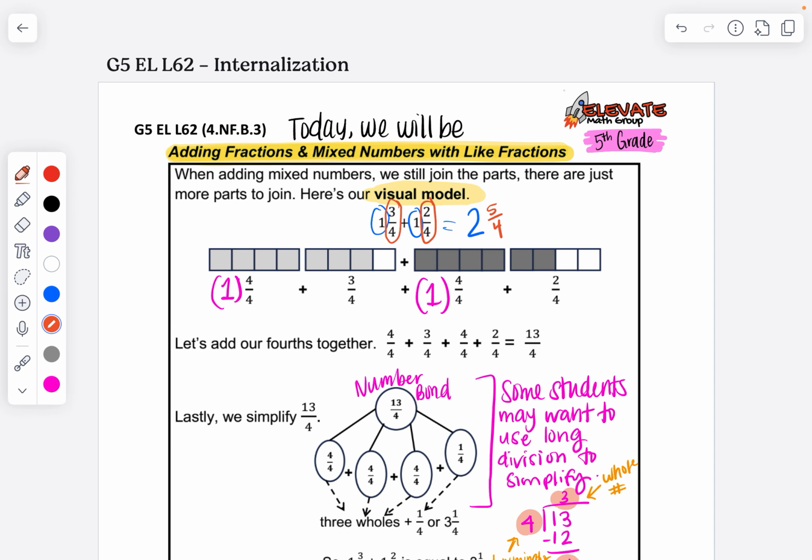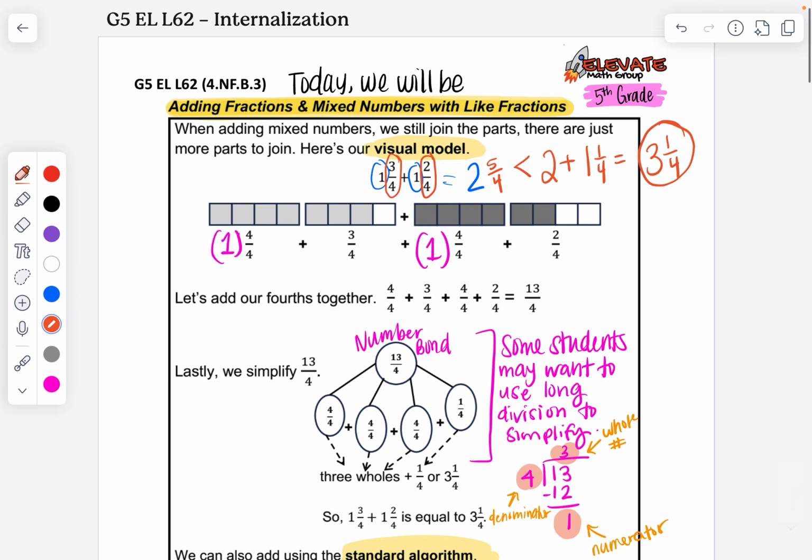So now students are only having to figure out, okay, how do I break up 5/4? So even if they're going to do long division, or they're going to do the number bond, 5 is a much simpler or a much smaller number to work with and simplify than 13 is. So 5/4 is equal to 1 and 1/4. So we have 2 wholes plus 1 and 1/4, which is going to give us 3 and 1/4. Okay.